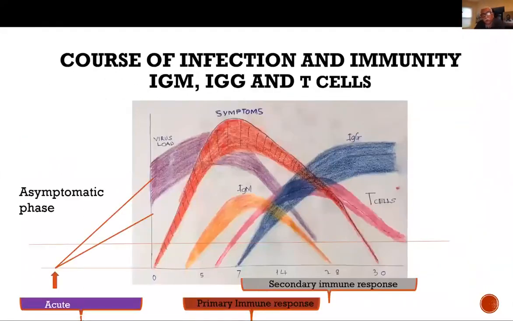We know the course of infection now, that there is an asymptomatic phase where the virus grows, and this is where a lot of transmission is happening. There's virus load, and there's symptoms. You finally get IgM and IgG antibodies, and you get T cell responses. And the goal of the vaccine is to develop antibody and T cell responses.